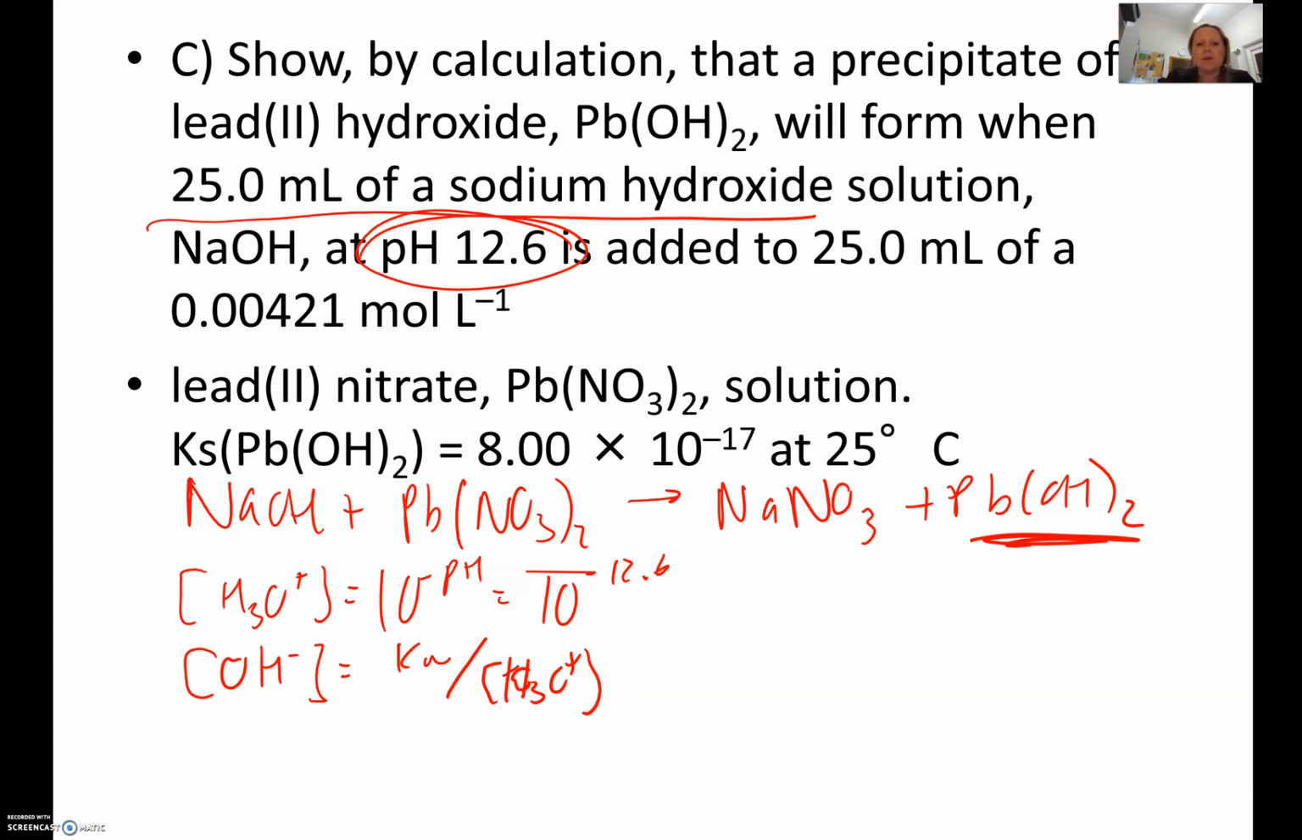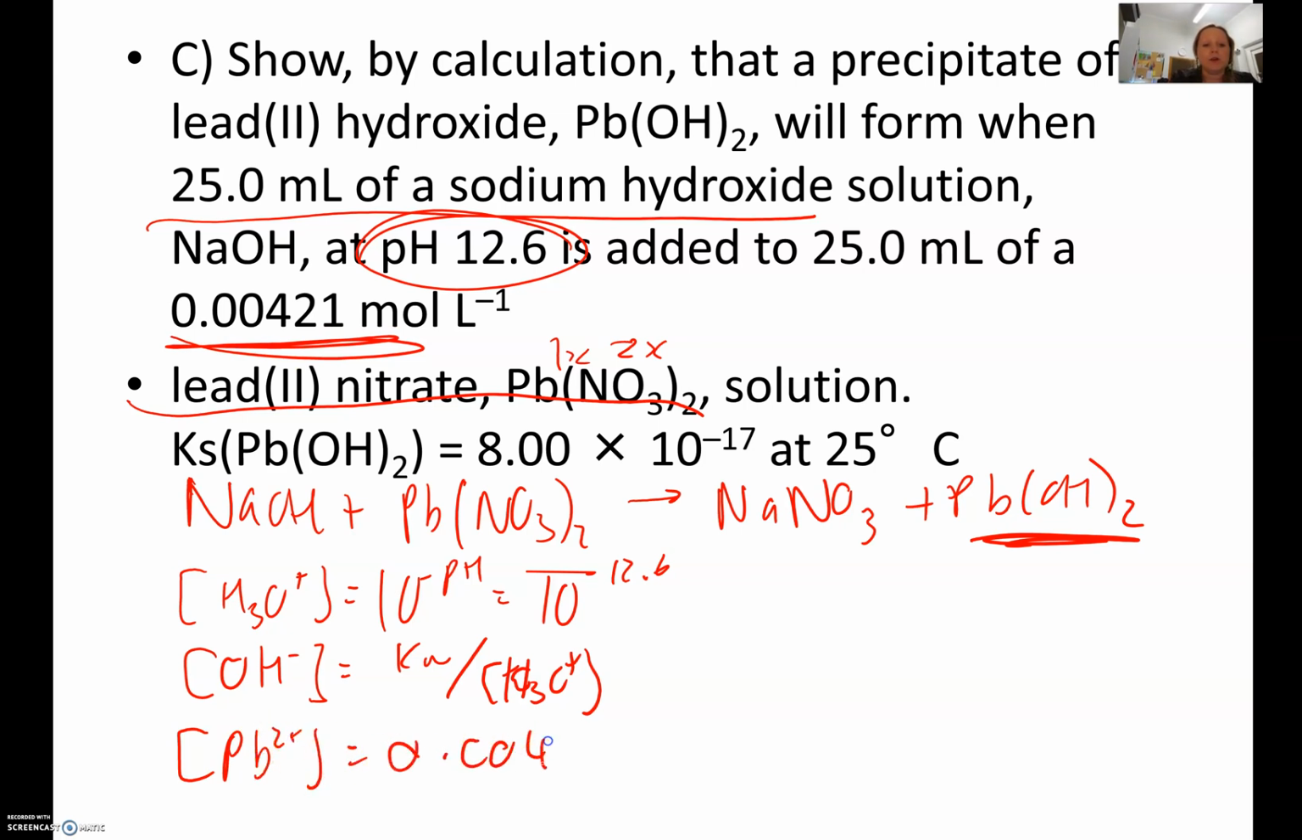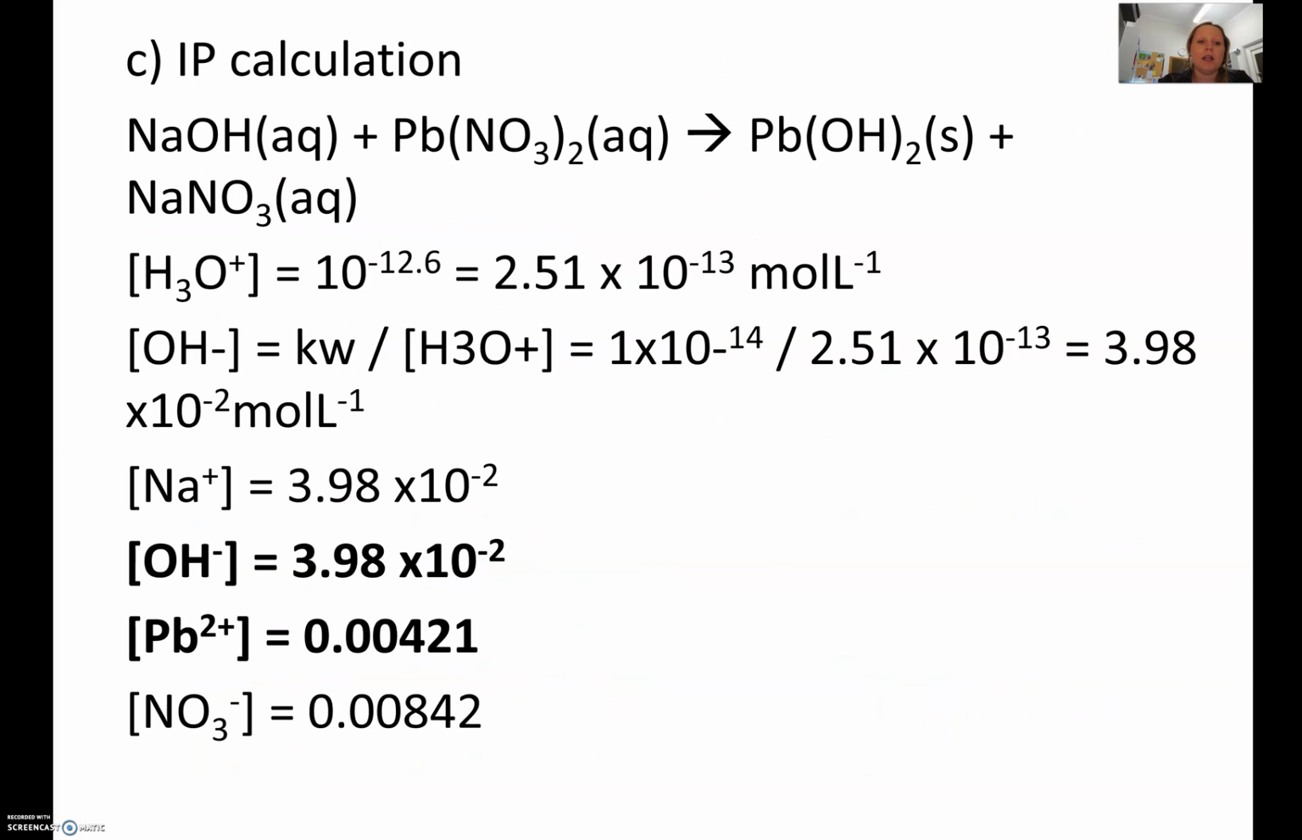And then the other thing is that we look at the concentration of the lead nitrate. Lead is the 1 factor and the nitrate's the 2x. So therefore that's just the concentration of the lead ions that we'll use. So Pb2+ is going to be 0.00421 moles per litre. And once we've worked out this OH-, we then need to dilute both of these and then we plug them into our IP. So I'll go through this here.